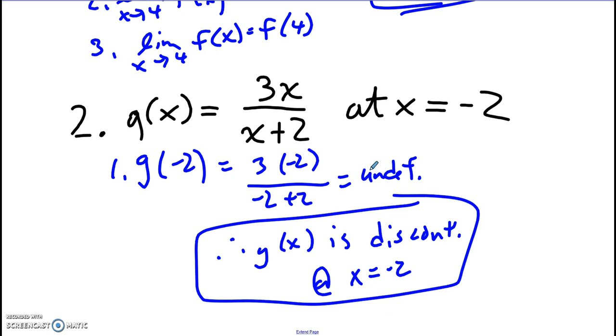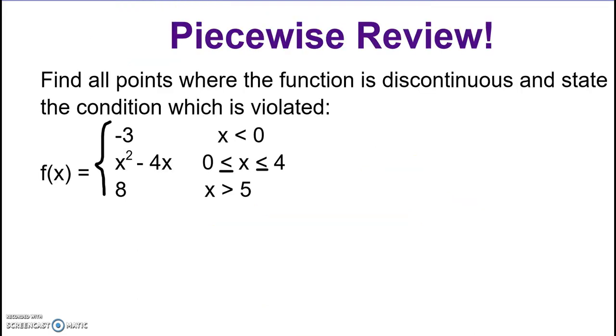Okay. All right, so again, we're going to skip the next couple ones there. We're going to move on to piecewise review. All right, find all points where the function is discontinuous and state the condition that is violated. Well, when we're looking at a piecewise function, what matters are these critical points. So we're looking at our domain restrictions here. So the first one that I'm going to look at is 0.